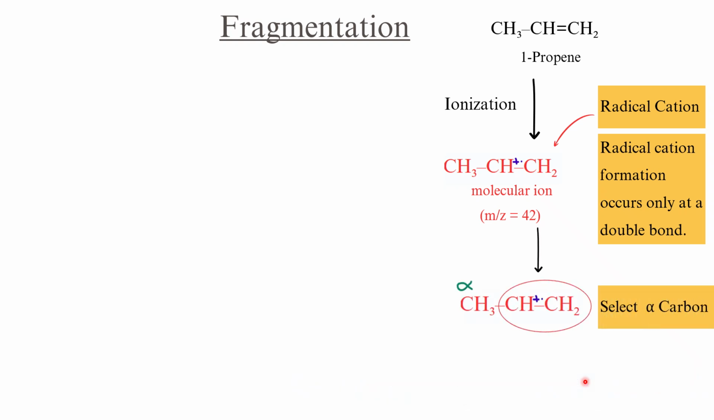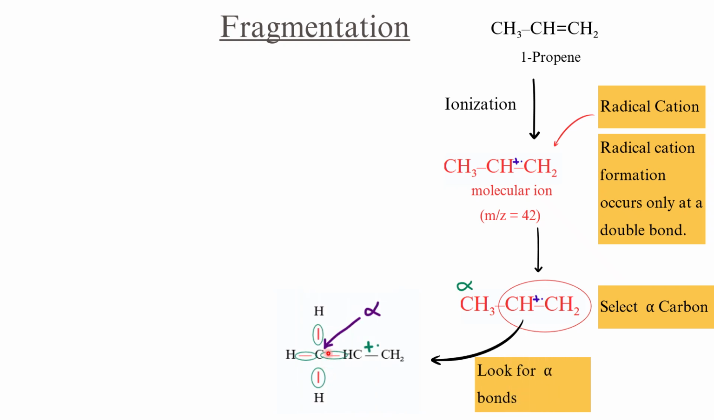After we have done ionization, the next step in case of alkene is to determine the alpha carbon. Alpha carbon is nothing but the carbon next to the radical cation. As we see, this radical cation is formed between these two carbons, and adjacent to this carbon there is no other carbon. So I will go and check for this carbon. I can see that there is one more carbon over here, so I will call it the alpha carbon. Now, after selecting the alpha carbon, if I open the structure, this is how my alpha carbon looks.